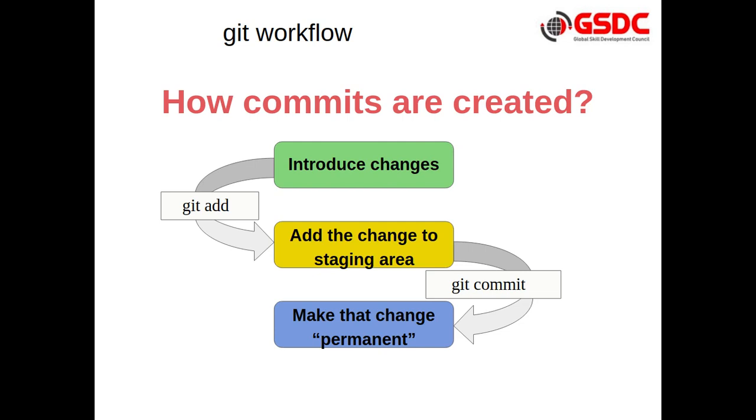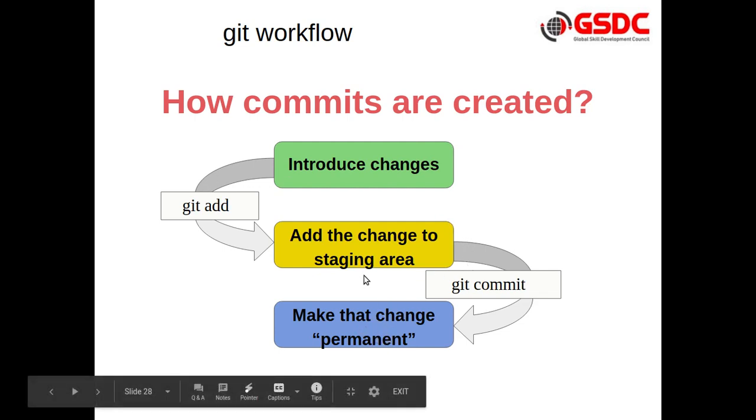Once that is added, we can use git commit, and then we have to give the message. That message will help us understand what changes we have done in this particular commit. And then after git commit, the changes become permanent.